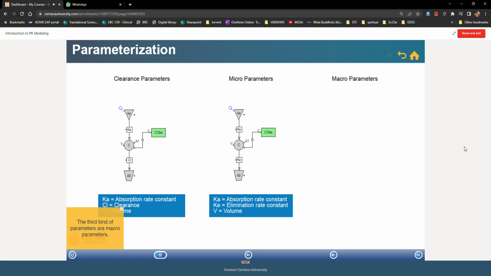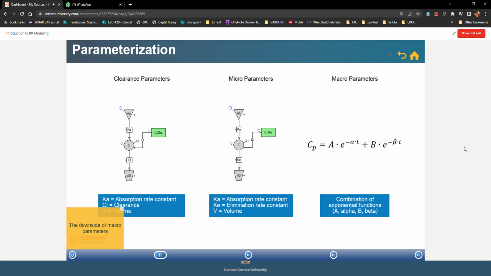The third kind of parameters are macroparameters. These were the first type of parameters to be used in PK modeling. In macroparameters, the PK curve is given by an equation that is a combination of one or more exponentials. In this example, there are parameters A, alpha, B, and beta.